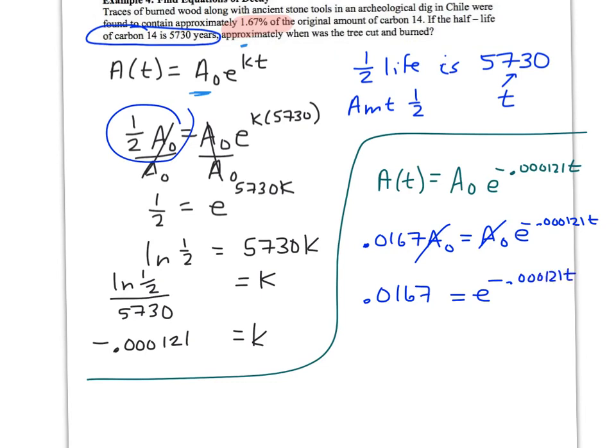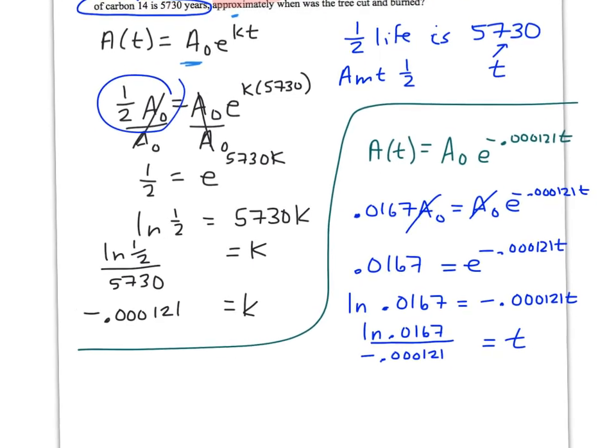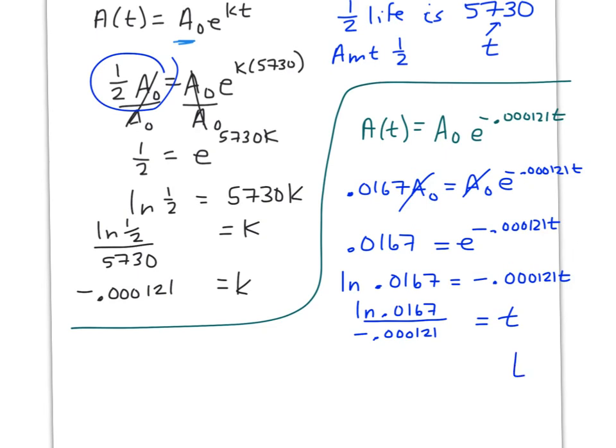I can change this to log form, so that's the natural log of 0.0167 equals negative 0.000121t. And then I'll simply divide both sides by that negative value. So I get the natural log of 0.0167 divided by negative 0.000121. And this tree is really, really old, because if I do this number, I get 33,821, and remember that's in years.